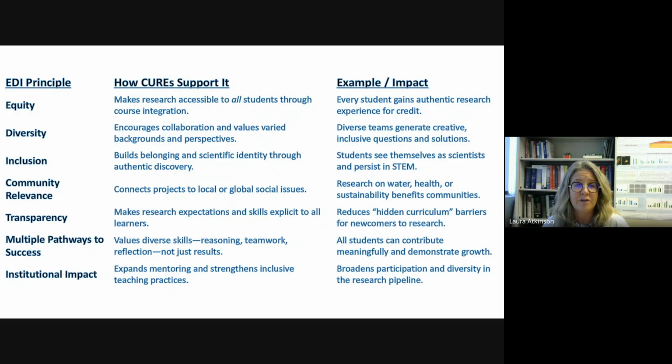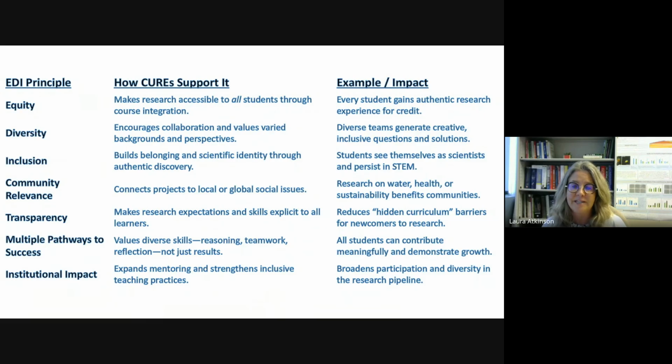interact with the EDI principles quite well and support making research more accessible to students through course integration. They don't have to know how to find a professor or have the initiative to look into research projects and find a professor to work with. They just have to register for a course so they can gain that research experience.